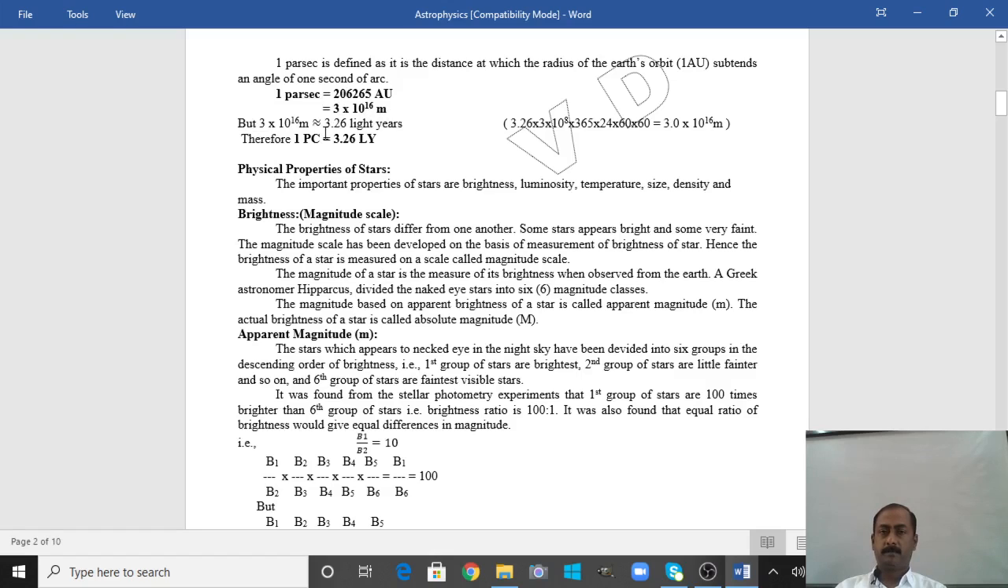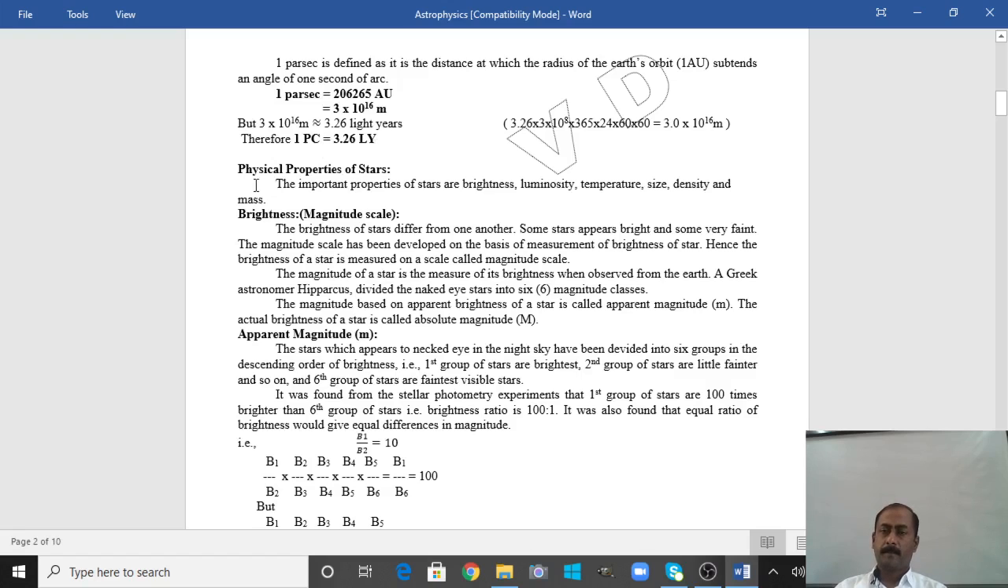But 3 into 10 raised to 16 meter is nearly equal to 3.26 light years, because 3.26 into the speed of light, 3 into 10 raised to 8, into 365 days, 24 hour, 60 minutes, 60 seconds, we get 3 into 10 raised to 16 meter. Therefore 1 pc is equal to 3.26 light year. This is the parsec value in terms of light year.